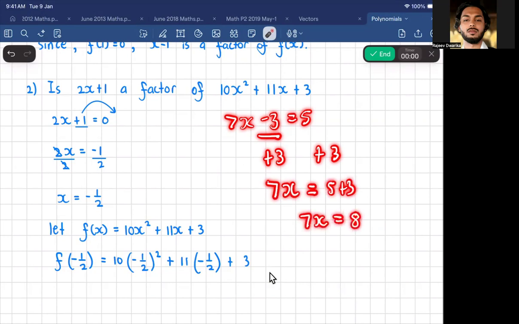Now, again, I want to find 1x, but I have 7x. So I need to divide both sides by 7 to find 1x, because 7 into 7 is 1. So 1x would be equal to 8 over 7.